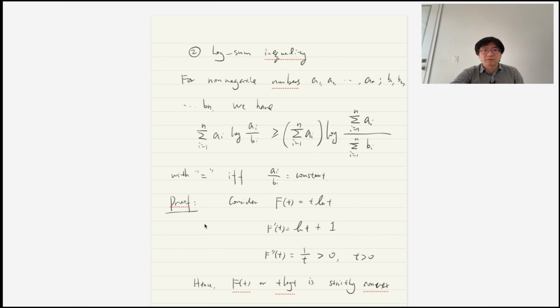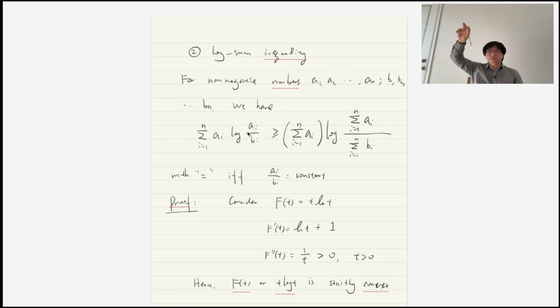Okay, so now let's see how we can use it. Let's write the left-hand side of the log sum inequality. That's the summation of i from 1 to n, ai log ai over bi, right? So this is basically this guy. And then we're going to try to use the fact that it's a convex function. Remember, if it's a convex function, what should be on the left-hand side, or what will be bigger?